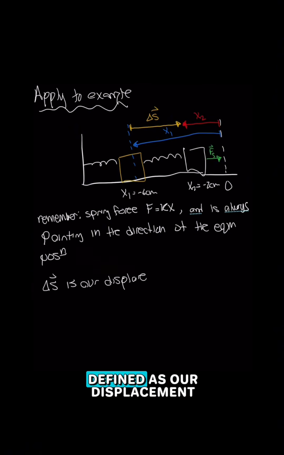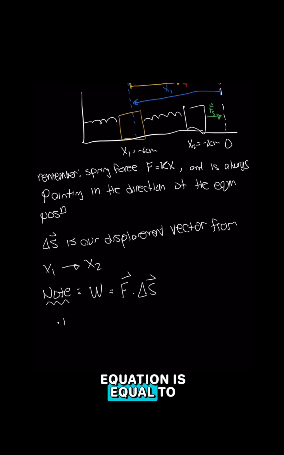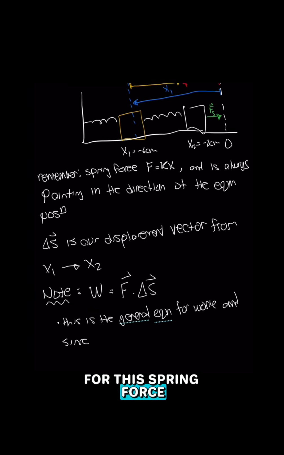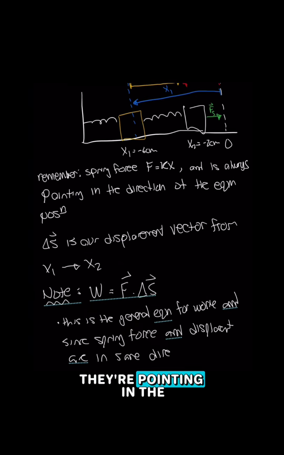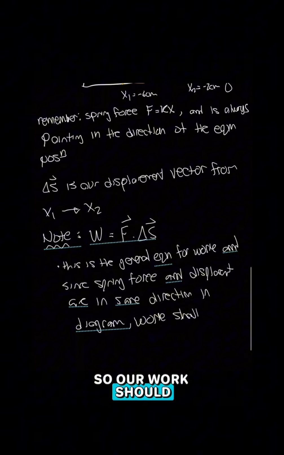Since delta s is defined as our displacement vector from x1 to x2, note that the general work equation is equal to force times displacement. For this spring force and displacement in our example, they're pointing in the same direction. If we look at our diagram here, they're both pointing toward the right, so our work should be positive.